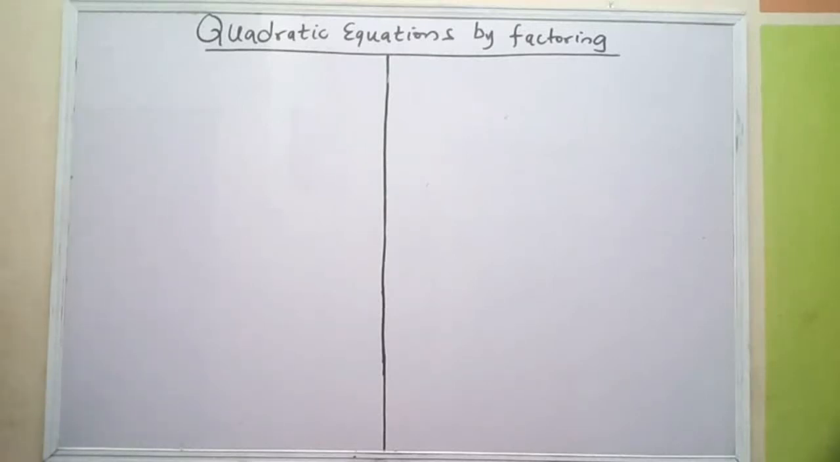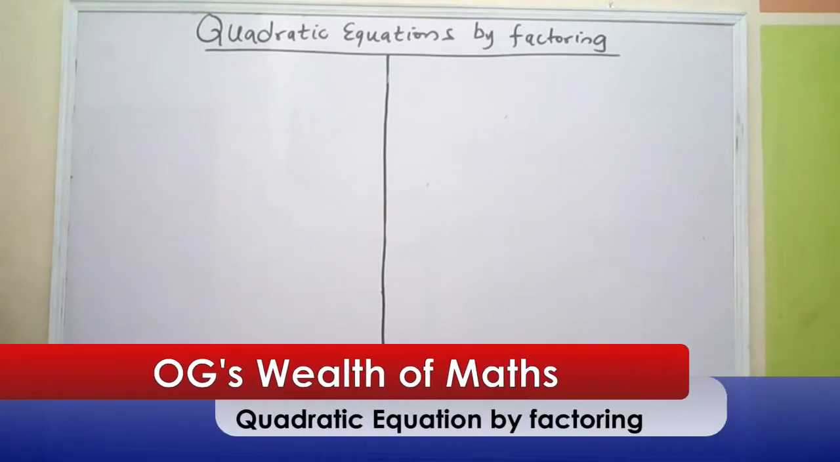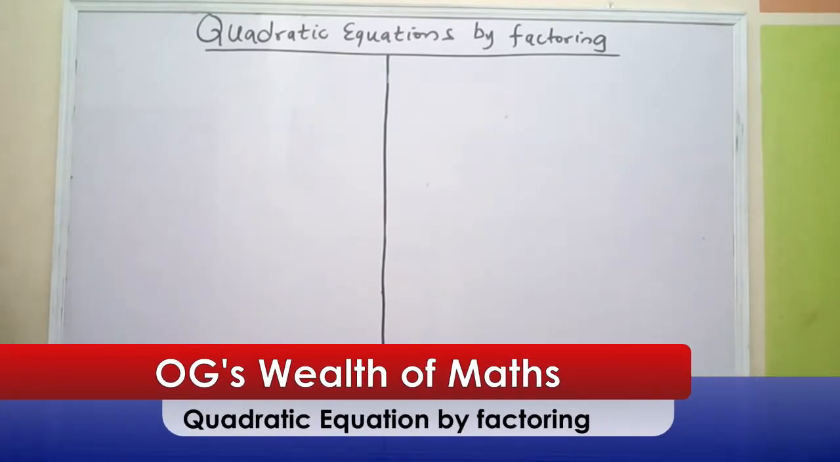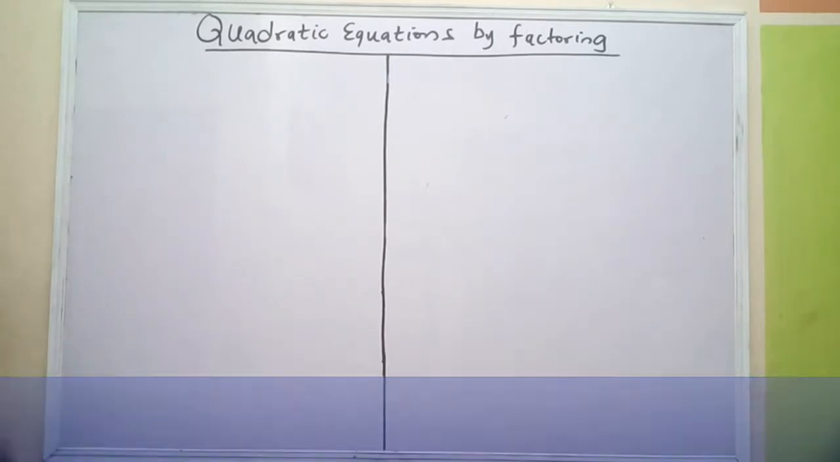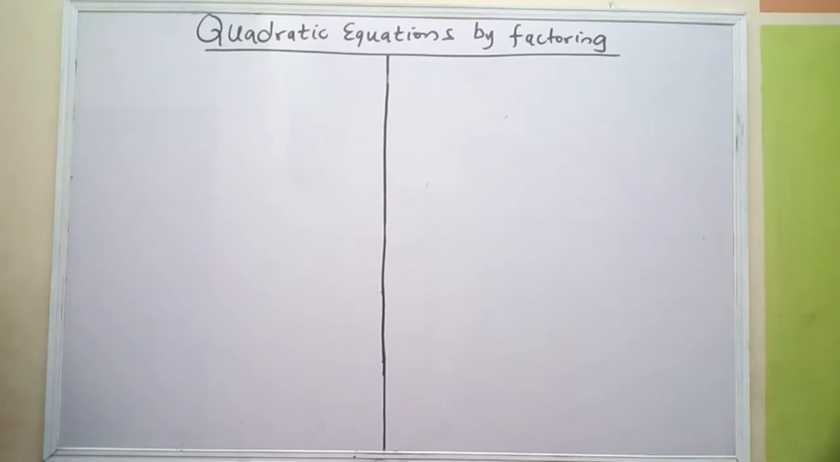Today we'll be looking at quadratic equations by factoring. Now, what is a quadratic equation? A quadratic equation is a second order equation. It's an equation in which the highest power of the variable is 2.